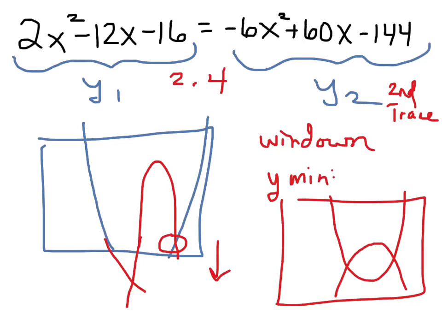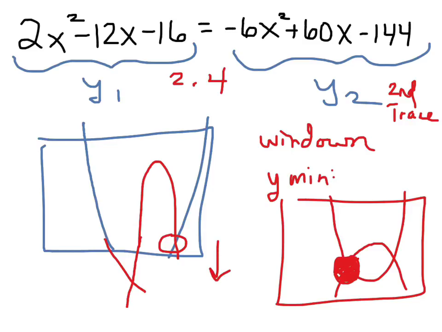Now, what I want to know from you on that one, Danny, because you told me 2.4: was 2.4 the one on the left or the one on the right? Left. That's this one? Yeah. Okay? So now we've got this one done. How do I get the right one now, Danny? I hit second trace, option 5, and then I move the cursor closer to that other point and then hit enter 3 times.